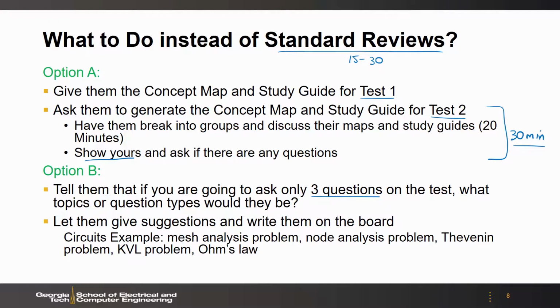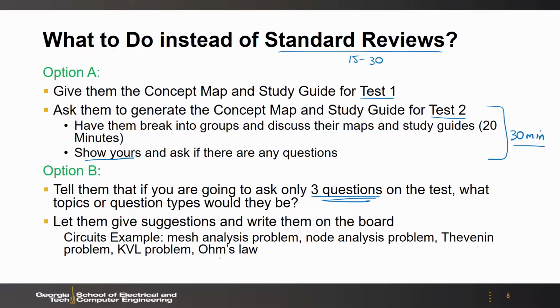In a circuits example, I might get a mesh analysis problem, or some people say a node analysis problem with Thevenin. And then I'll have others say things like, oh, it might be a KVL problem or an Ohm's law problem. And I even prompt them. I say, I'm only giving you 3 questions. And they'll still say things like Ohm's law. I'm not going to waste a whole question on Ohm's law.